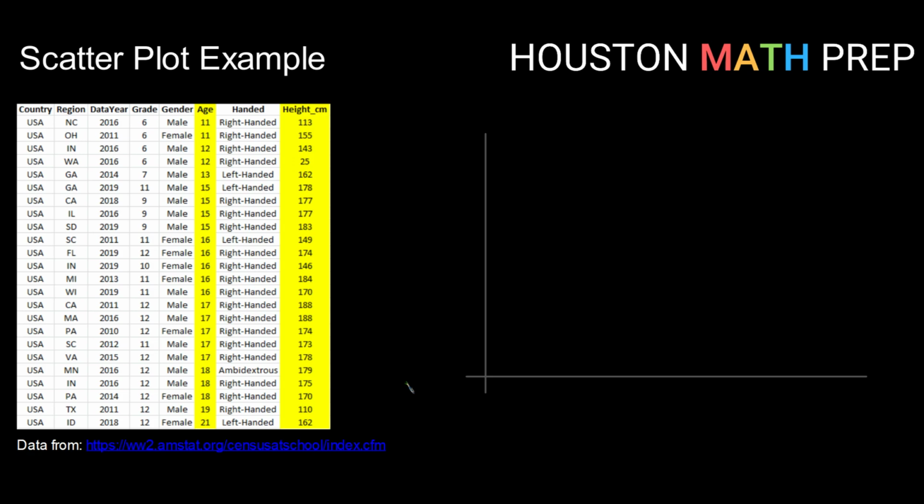In this video, we're going to create a scatter plot using our census data and using the variables age and height. So I'm going to get started by labeling my scatter plot. I know that I need a title and some axis labels. I'm going to title this scatter plot of age versus height.